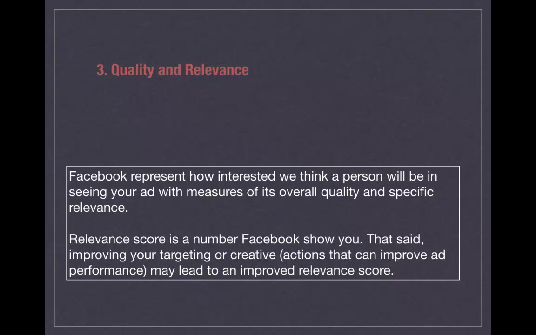On the basis of how people are engaging with your content, Facebook derives one relevance score. So basically, the relevance score is a number Facebook shows you. It says to improve your targeting or creative. Targeting means you are targeting a particular set of audience, and creative means your image, video, or whatever you are showing in front of your customer. If you improve these, it may lead to an improved relevance score. So this is the last thing.